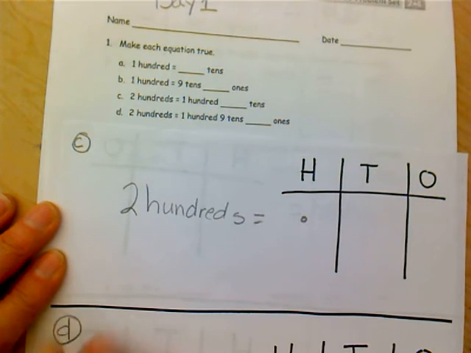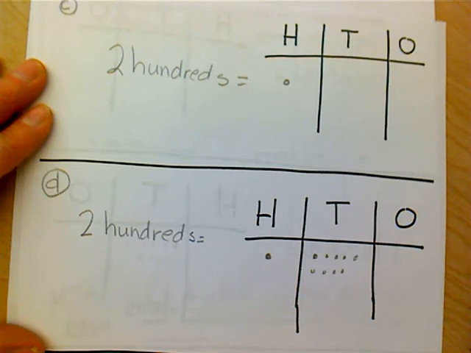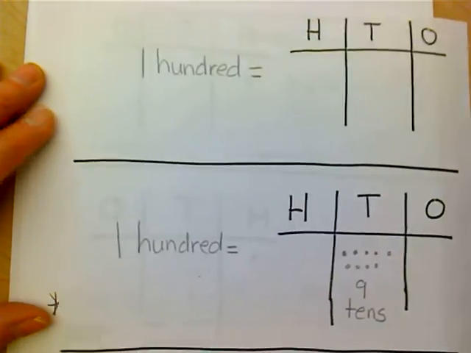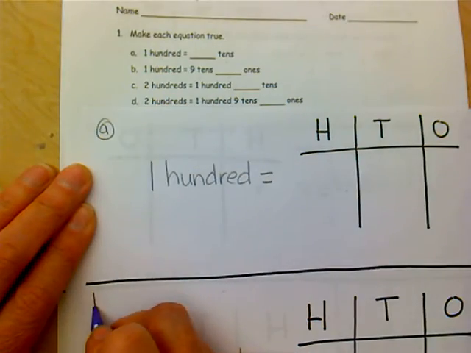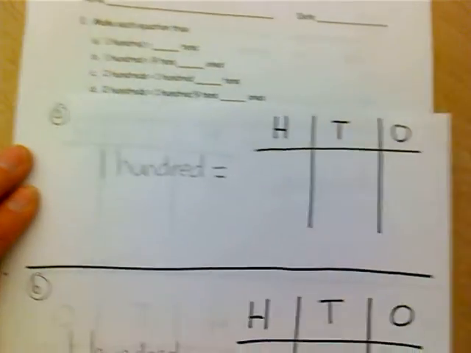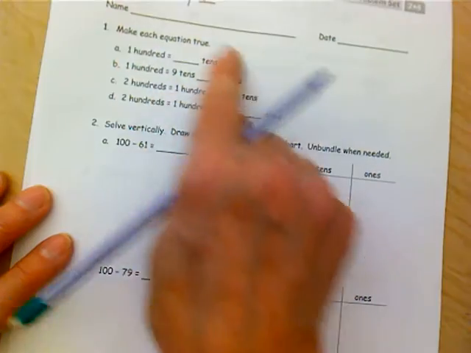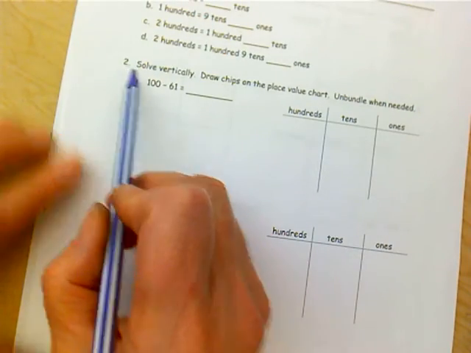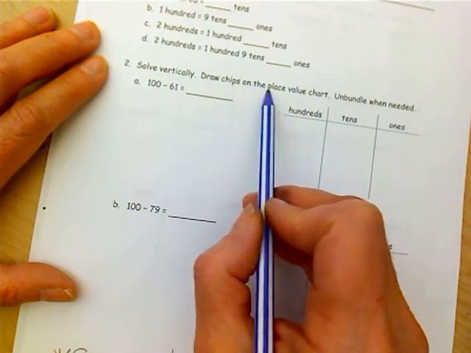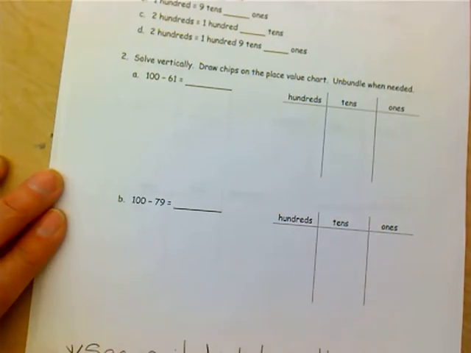All right, so if you'll do it using your place value chart and your chip model, I think you'll find it much easier to do. Okay, so this was the A problem and this was the B problem, and when we come back I will share with you what I did on those two problems. If you understand how to do this, the rest of this will be very easy for you. So then you have to solve vertically using chips and the place value chart. Remember that you need to unbundle when necessary. So you're doing problem A and problem B.